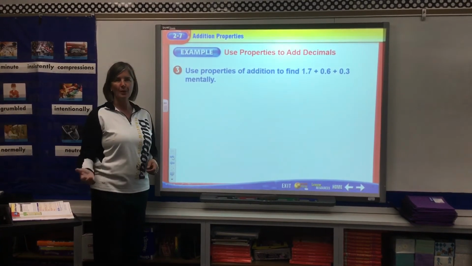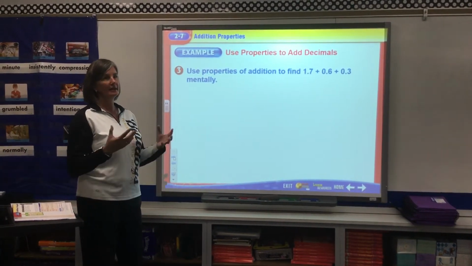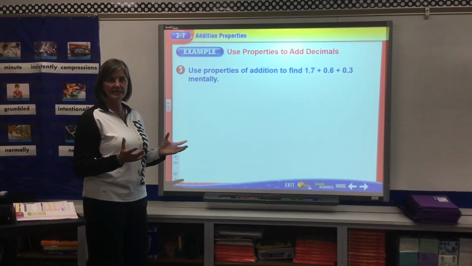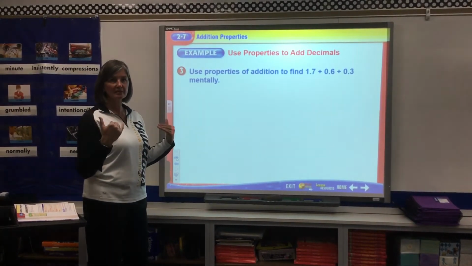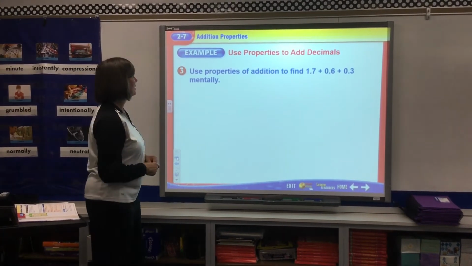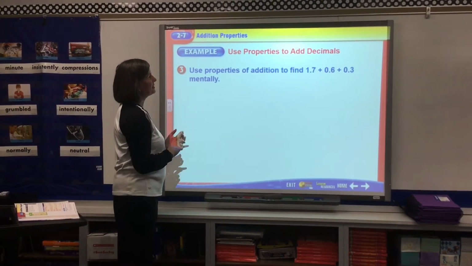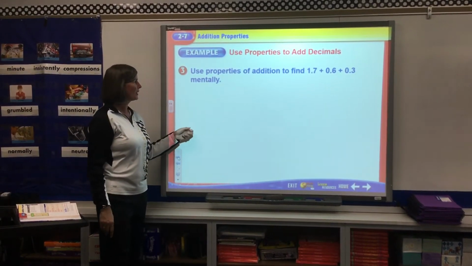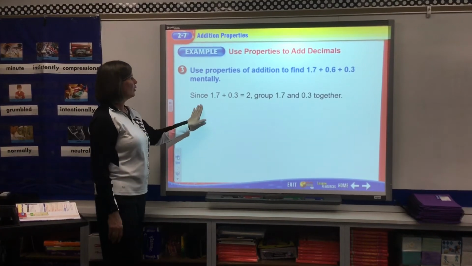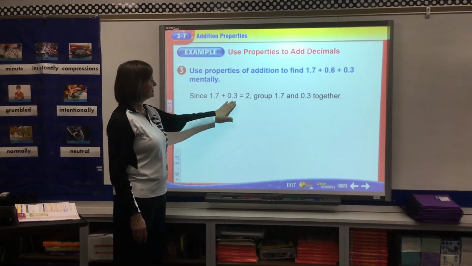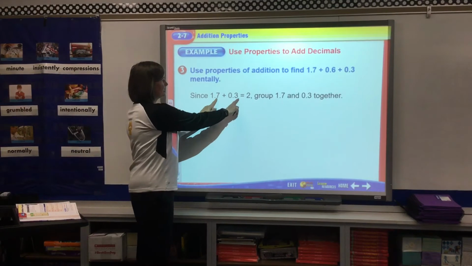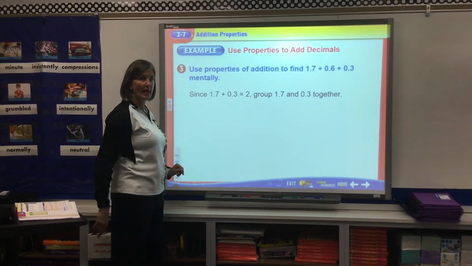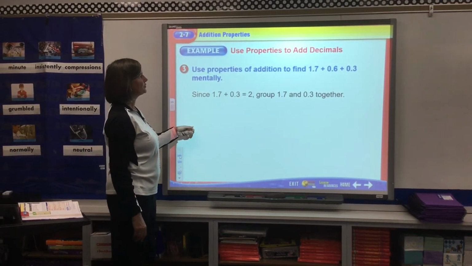We can also use these properties when we're adding decimals. Again, it will allow us to look for compatible numbers, see what adds together easily, and then be able to mentally add those numbers together. So they're asking us to use those properties to find 1.7 plus 0.6 plus 0.3. They're noticing that 1.7 and 0.3 are compatible numbers. Notice how 7 plus 3 add up to 10. In the last example, the 8 and the 2 added up to 10. So they're going to group those numbers together.